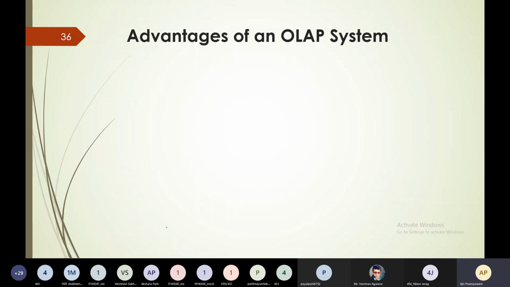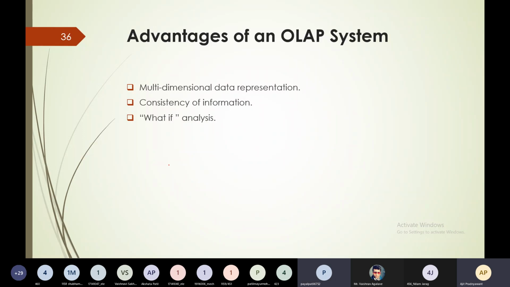Now understand the features of OLAP. It is a multidimensional data representation. Till now we have seen only the one dimensional, that is rows and columns, but the OLAP system views data in multidimensional form. There is consistency of information in the OLAP because data is collected from the OLTP system at various points. This OLAP system allows you what-if analysis. As this OLTP doesn't allow, but this OLAP system gives you what-if analysis.